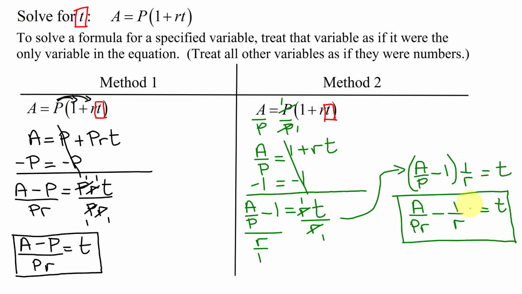And one thing, if you look at these two answers, they look different, but that's because in method 1, everything is over a common denominator. In method 2, it is not. Of these two methods, I think method 1 is by far the easiest, since I never have to mess with a complex fraction.